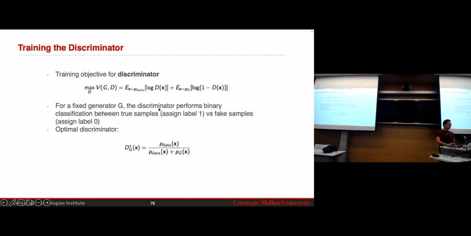And you can actually show that the optimal discriminator, when you start learning this, is going to be a likelihood ratio of the density P of X assigned to my actual data over the total P of X, the actual data and the generated data.